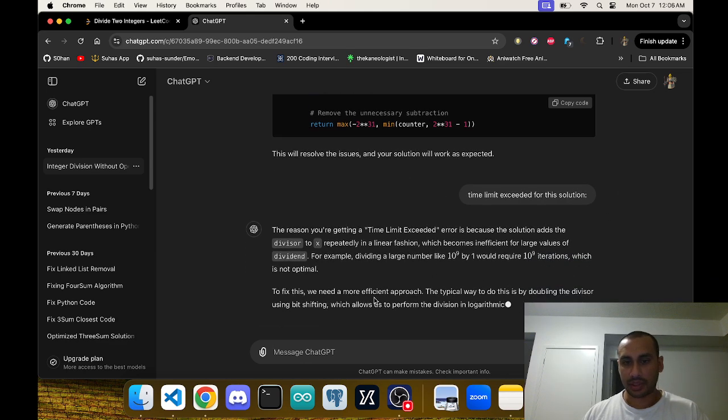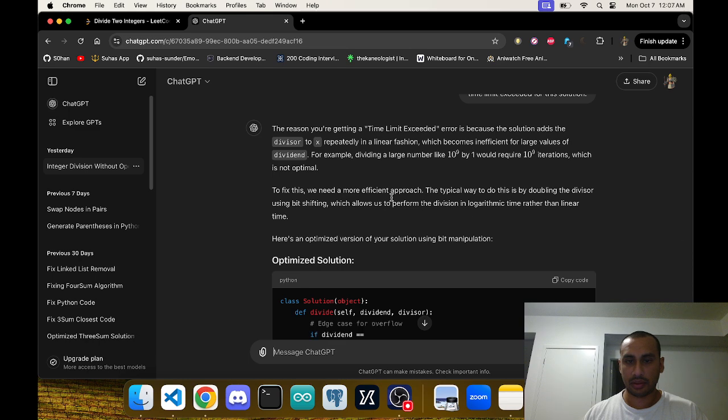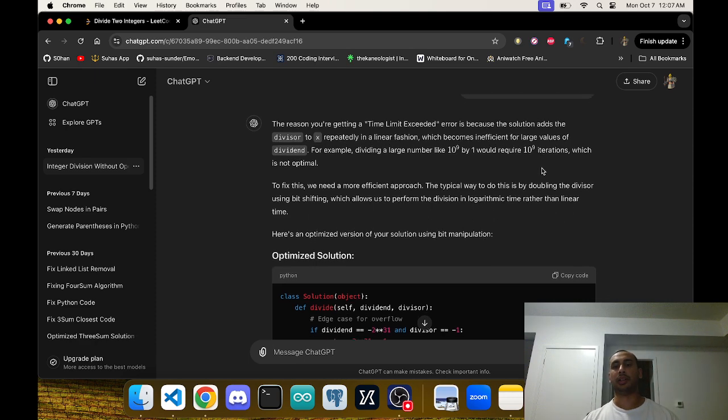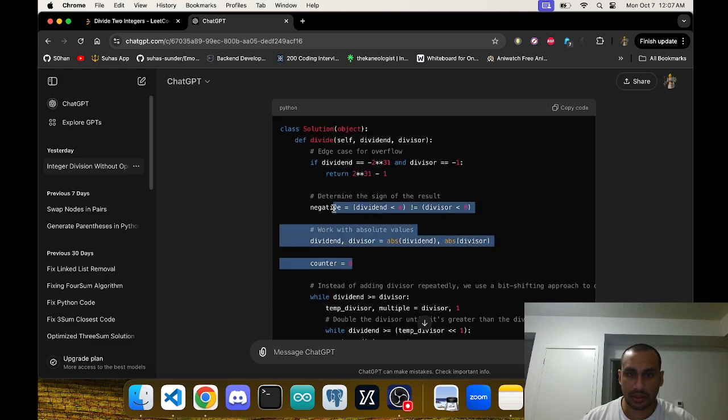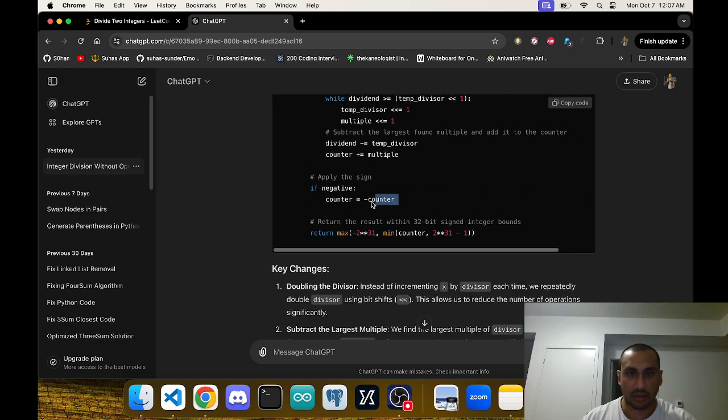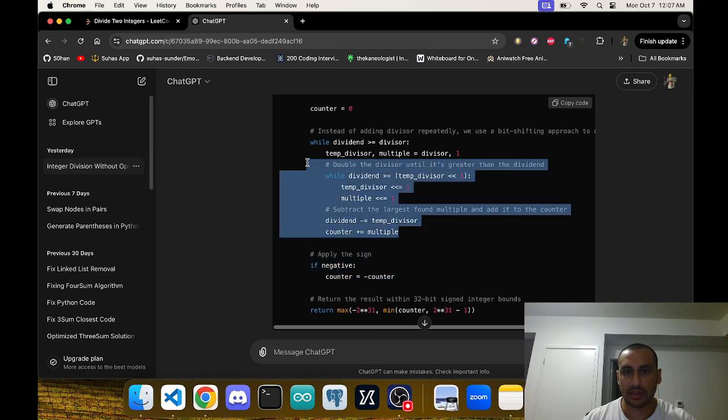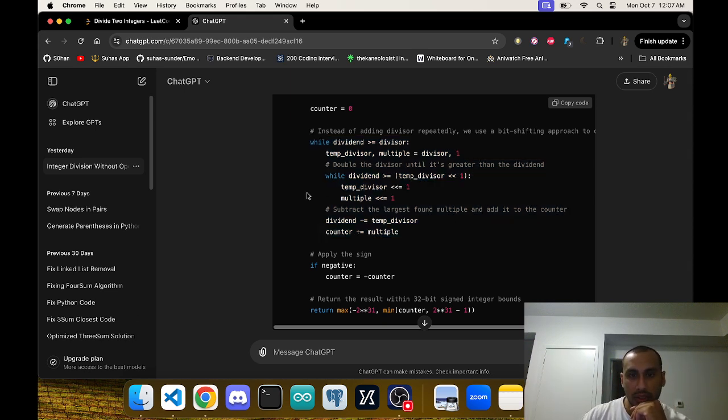Inefficient for a range, yep, 10 to the 9 iterations. Doubling the divisor, it's using bit shifting, which allows you to perform in logarithmic time instead of linear time. Okay, cool. So all this logic stays the exact same. All we're doing now is instead of adding 3, we double it. 3 becomes 6, 6 becomes 12, 12 becomes 24. So that way, if we don't need to do all these incremental divisions, we just skip to the big chunks. You see what I'm saying?